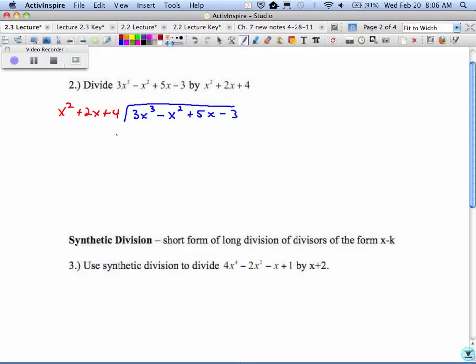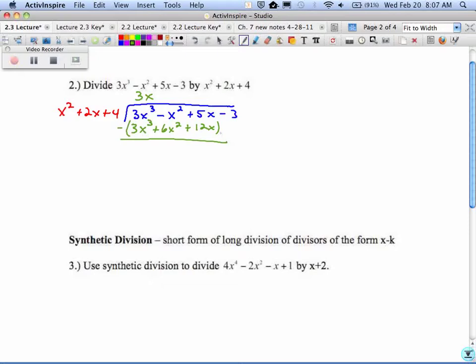I need a 3x. Because 3 times 1 gives me 3. X times x squared gives me x cubed. I need those two numbers to always be the same. So when I do my subtraction, they'll get rid of the cube terms. But we have to make sure we do all the red numbers. So what's 3x times 2x? 6x squared. 3x times 4. 12x. Put it in parentheses before you subtract.